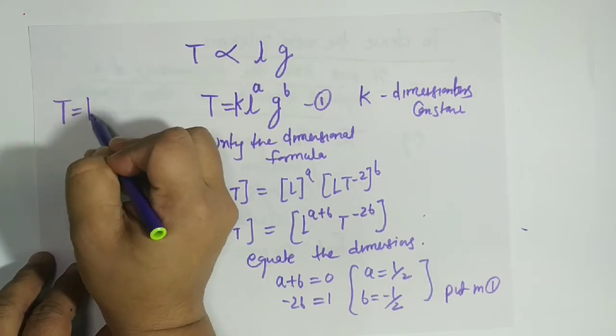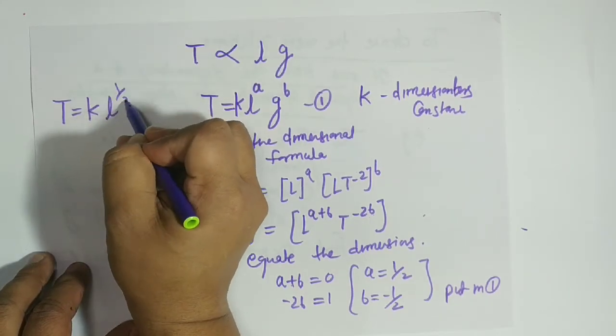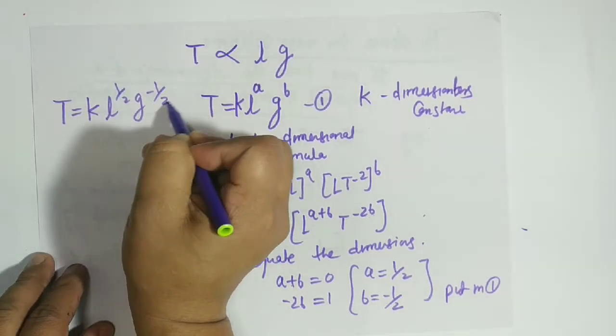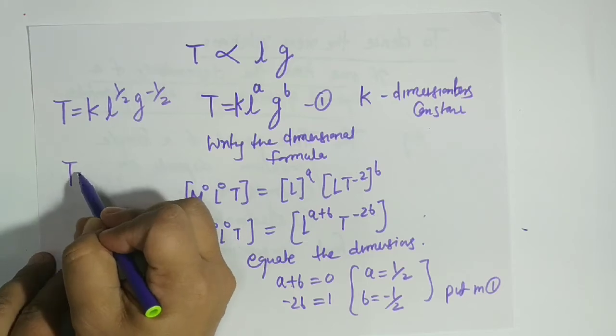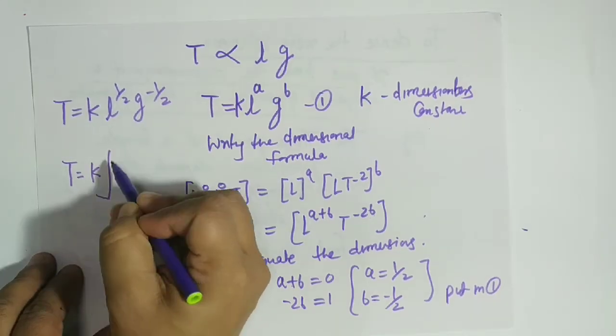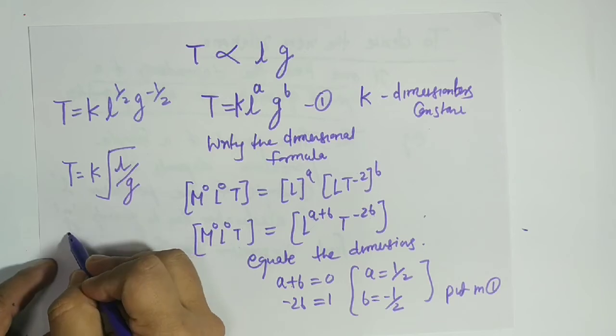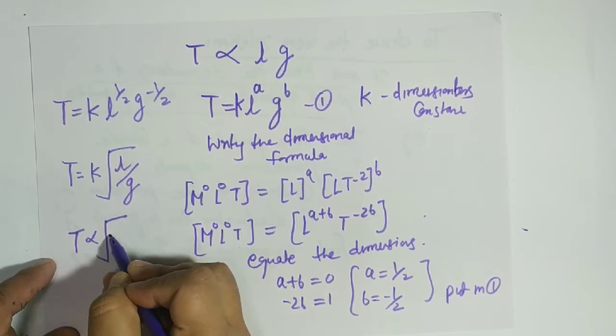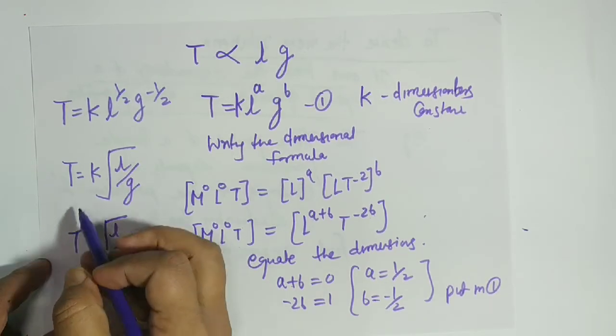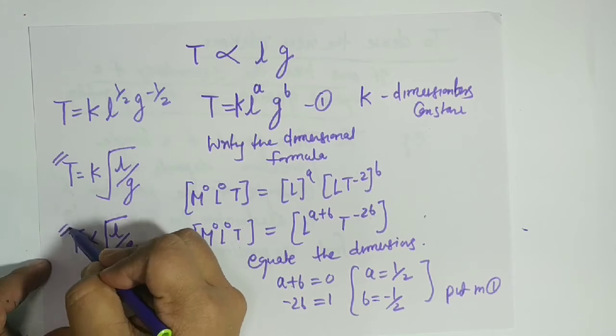T is K, L to the power half and G to the power minus half. So ultimately, you got it, it is root L by G. And we know that sometimes students write proportional to root L by G, it is also okay. It is also correct.